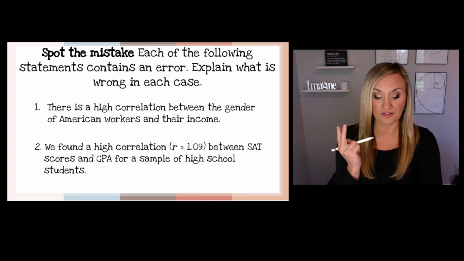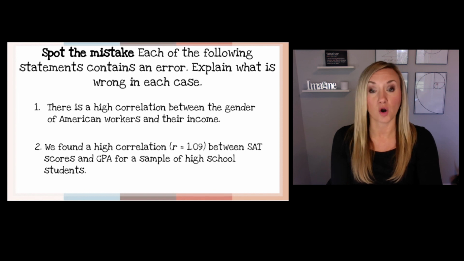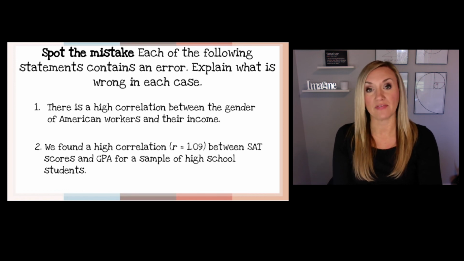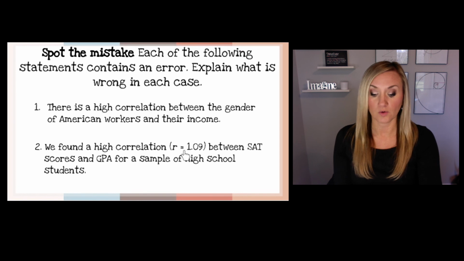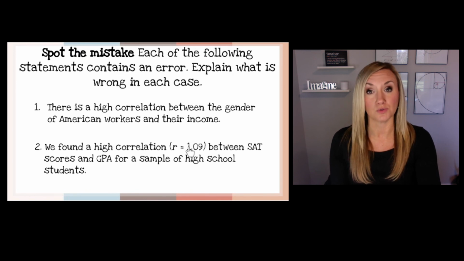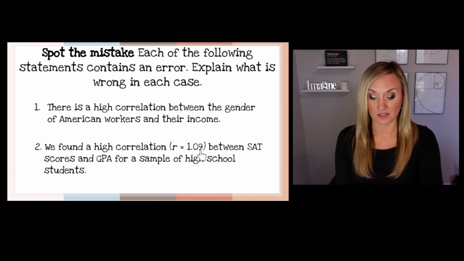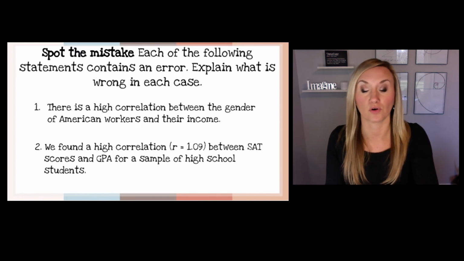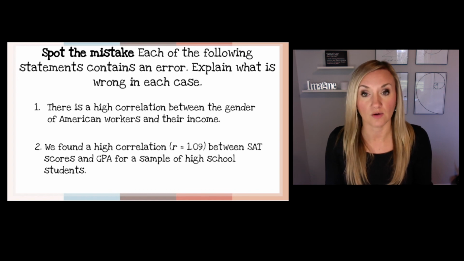All right, number 2. We found a high correlation of r equals 1.09 between SAT scores and the GPA of a sample of high school students. Can you spot the mistake? I hope you can. Our correlation is between -1 and 1, and 1.09 is too large. It must be less than or equal to 1. So it is too big. That is not a true statement, and that cannot happen for a correlation. It cannot be greater than 1.